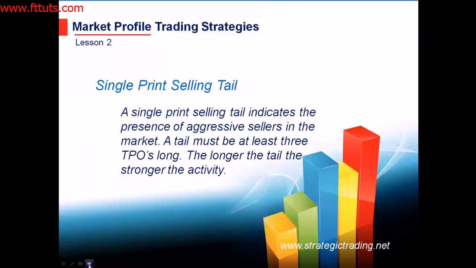Now, I told you we would also talk about a single print selling tail, and it's simply the reverse of what we just talked about. A single print selling tail indicates the presence of aggressive sellers in the market. Once again, not just any tiny little tail: the tail needs to be at least 3 TPOs long. The longer the tail, the stronger the activity.